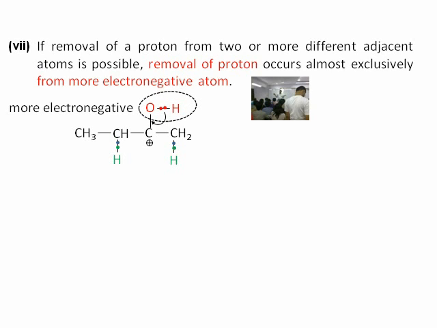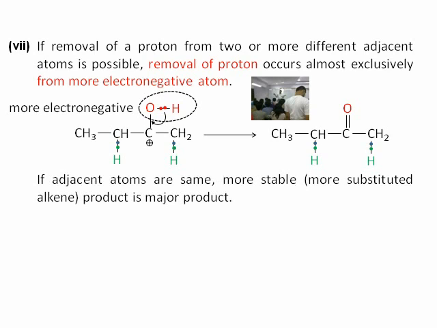So when H plus is removed from this more electronegative atom, we will get this product where carbon and oxygen will form pi bond. But if adjacent atoms are same, more stable, which is actually more substituted alkene, that product is major product. See this molecule. Here H plus can be removed from either the carbon on the left side, or H plus can also be removed from the carbon of the right side.